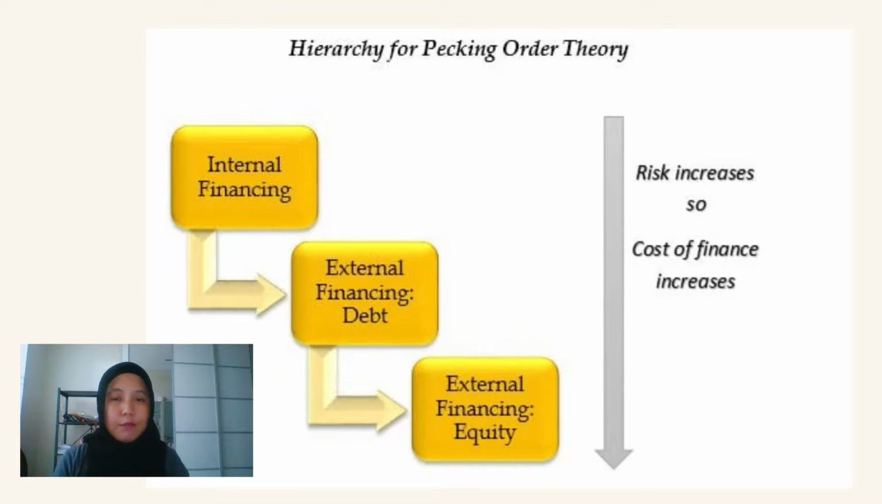This is a diagram of the hierarchy for pecking order theory. The first step is internal financing, and then external financing, which is debt. The last one is external financing using equity. So when the risk increases, the cost of finance also increases.